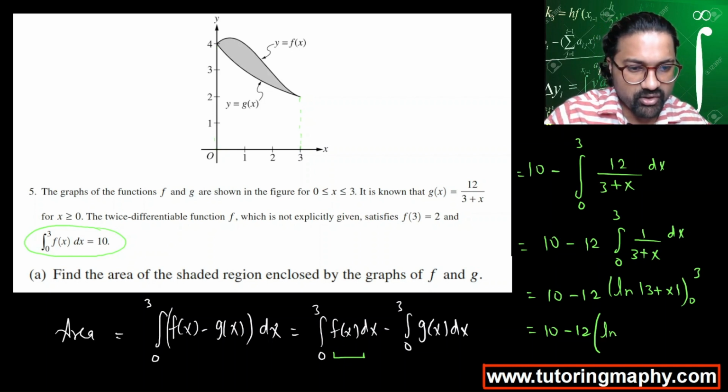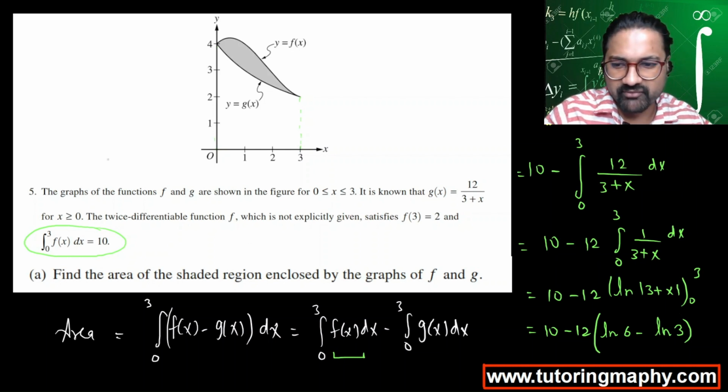So that's going to be ln of the upper limit. What is 3 plus 3? 3 plus 3 is 6. So that's going to be ln of 6 minus ln of the lower limit. So 3 plus 0 is 3. So that is ln 6 minus ln of 3. Since the calculator is not allowed, you can either leave the answer like this, or if you want to maybe simplify one step more, we can do that.